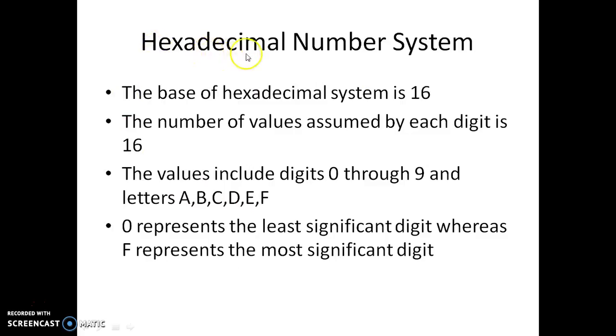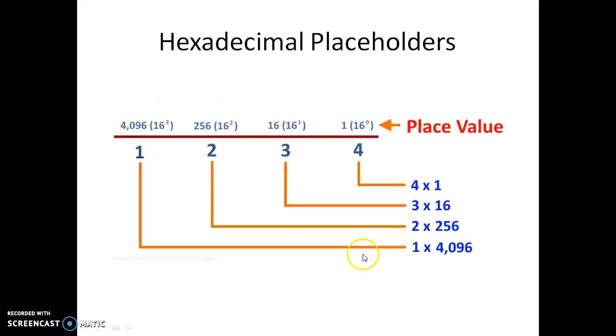Then next we see hexadecimal number system. The base of hexadecimal number system is 16. The number of values assumed by each digit is 16. The values include digits 0 to 9 and letters A, B, C, D, E, F. That is, the equivalent of A is 10 and the equivalent of B is 11, and for C that is 12, D 13, for E 14 and the equivalent of F is 15. 0 represents the least significant digit, whereas F represents the most significant digit.